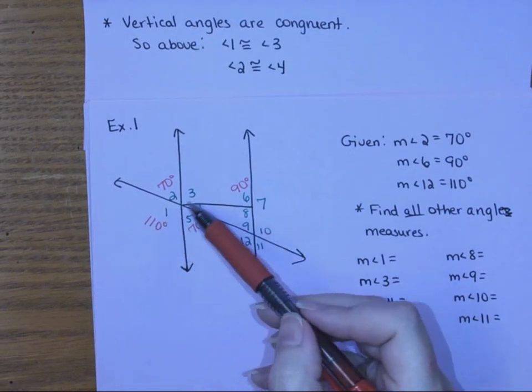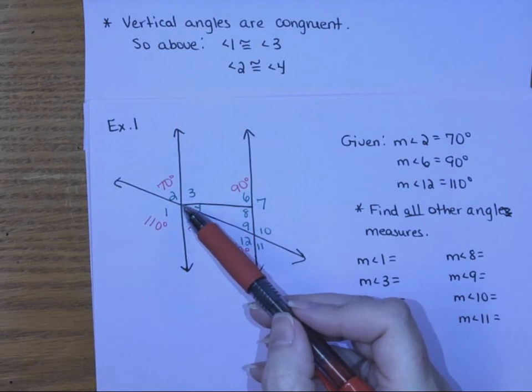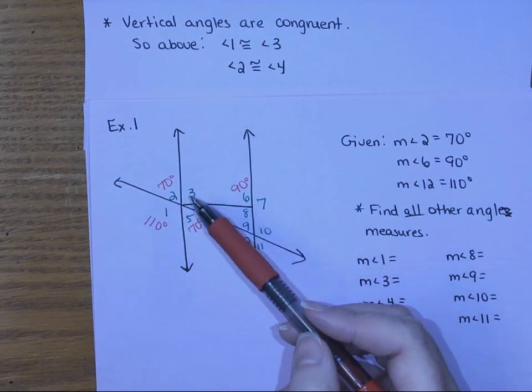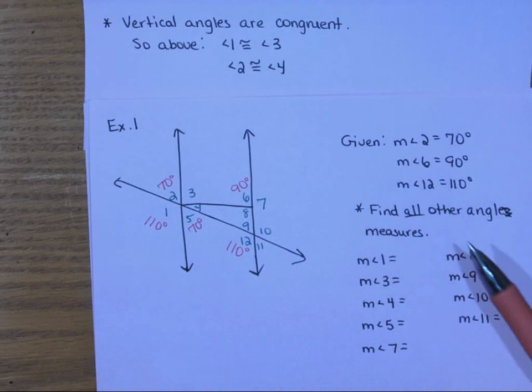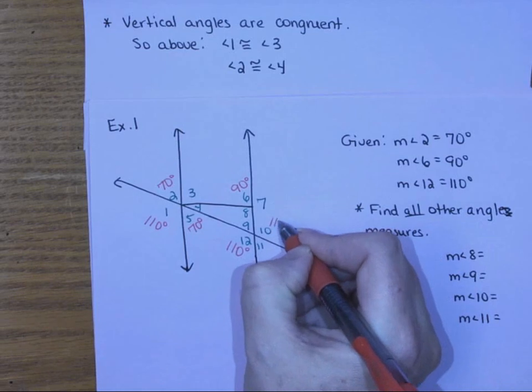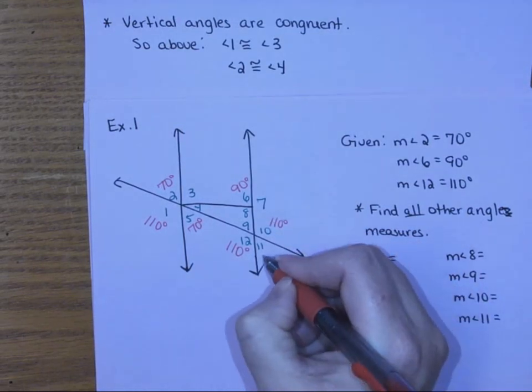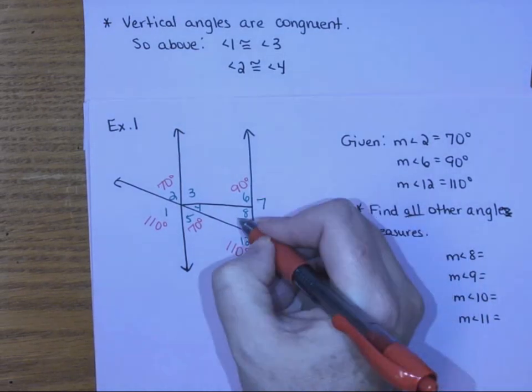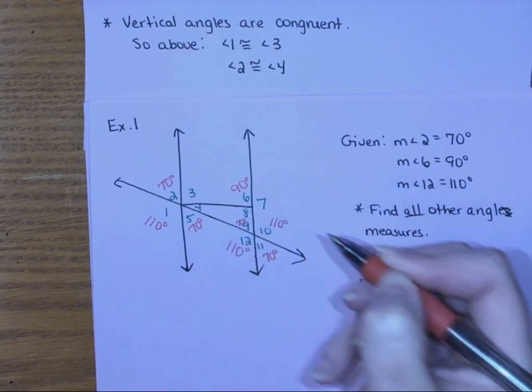Notice we can't say that this is also 110, okay? Because actually it's not formed by an X pattern. It's not formed by two intersecting lines, okay? So maybe we need to move somewhere else. So let's take some other vertical angles. If this is 110, so is this. Well, that's going to make this 70 and this angle 70 as well.